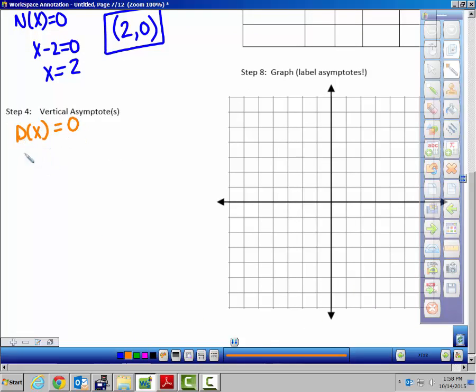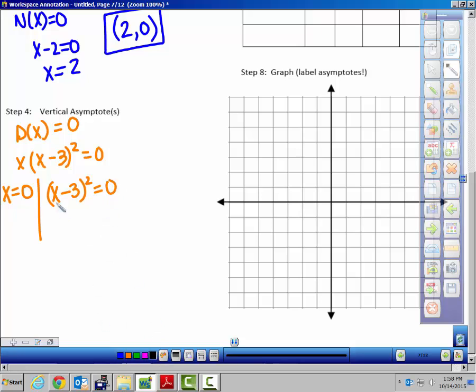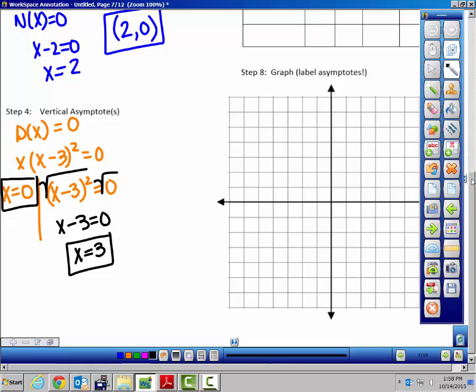For vertical asymptotes, we're setting the denominator equal to 0. Again, new equation. It's already factored, so we can just split and solve. When you go to get rid of the square by taking the square root, nothing changes because the square root of 0 is still 0. That's just showing this is actually a repeated root, if you remember back to when we did polynomials. So we get x is 3. Now vertical asymptotes and horizontal asymptotes and slant asymptotes are actually written as equations because these are lines. So we have x equals 3 and x equals 0 as vertical asymptotes.